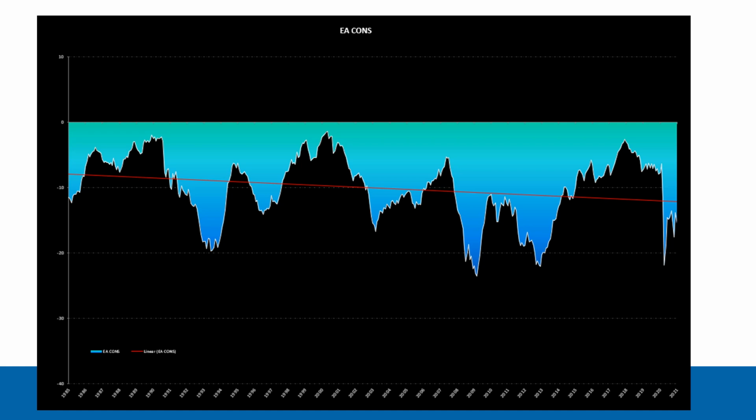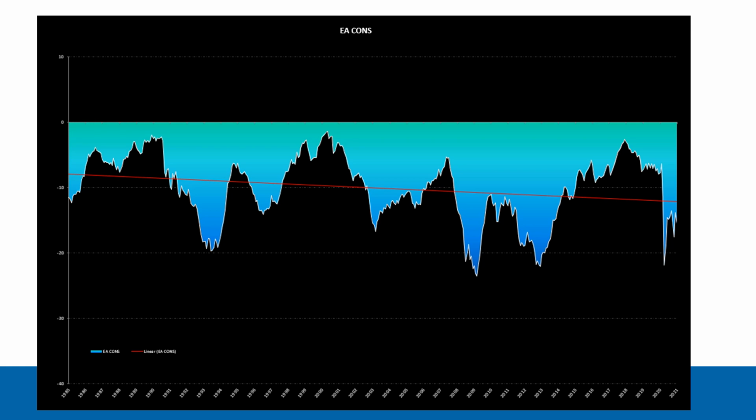The European consumer, Eurozone consumer, is just always bearish, and it's just a question of how bearish or bullish they are. And the best case when they're bullish is that they're still bearish. So try to figure that one out.